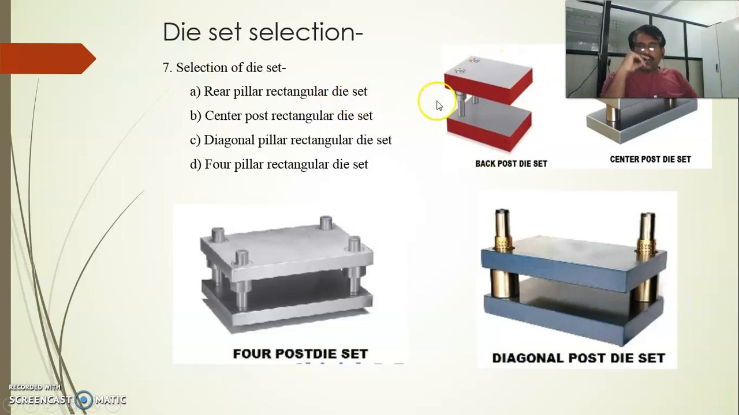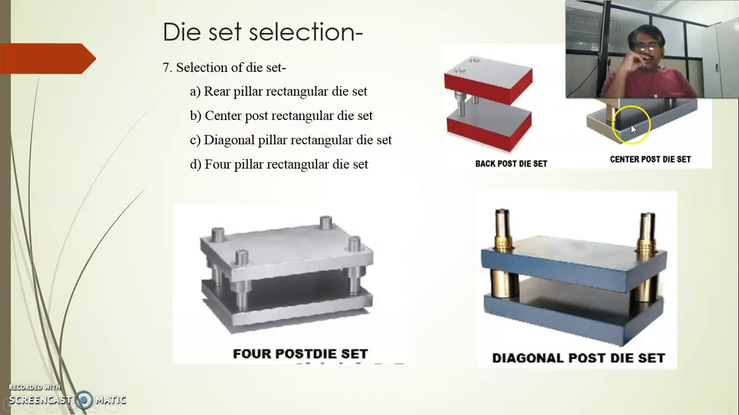As shown in this picture, in this the rear side 2 pillars are available, and only on those rear 2 pillars the above plate, which is holding the punch, will come down towards the die plate. So this is the bottom plate and this is the top plate, in which the movement happens, and this movement happens considering only the 2 pillars, which are resting at the back side. Second, we call it the center post rectangular die set.